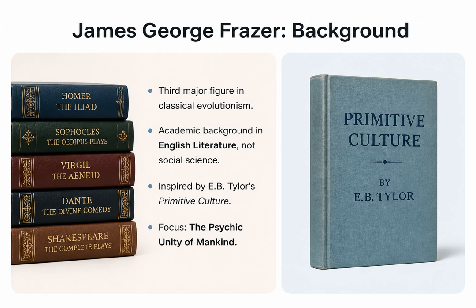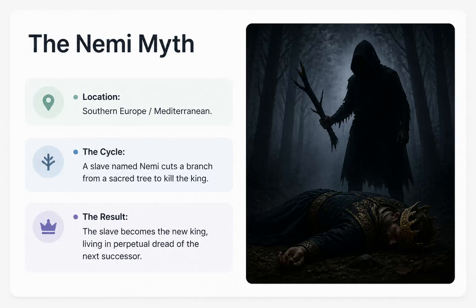The story goes that Frazer fell ill one day, and to pass the time, he picked up Tylor's book, Primitive Culture. Reading it, Frazer was struck by Tylor's concept of the psychic unity of mankind. Because Frazer had read widely in European mythological traditions, he immediately recognized that many of the myths he studied shared similar structures and themes, despite originating in different times and places. Frazer's signature intellectual move was to bring the tools of literary comparison to anthropological data. He wanted to systematically identify cross-cultural parallels in mythology.